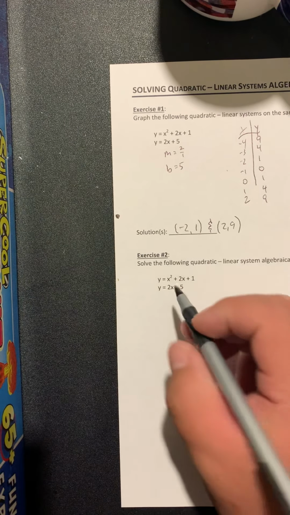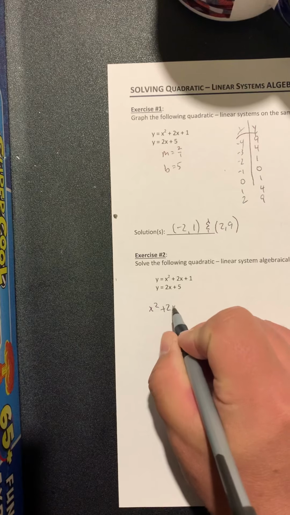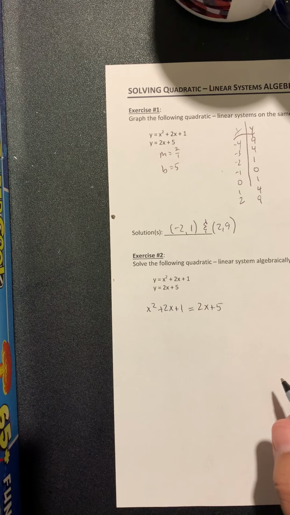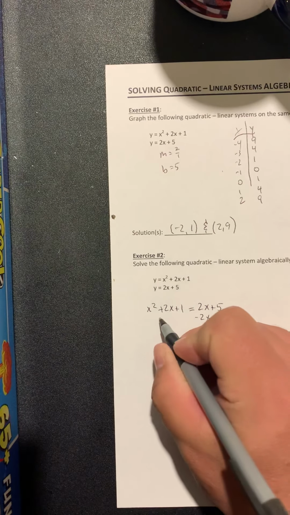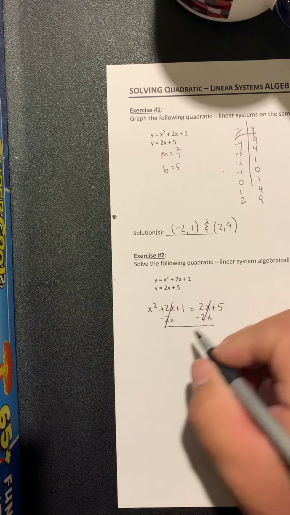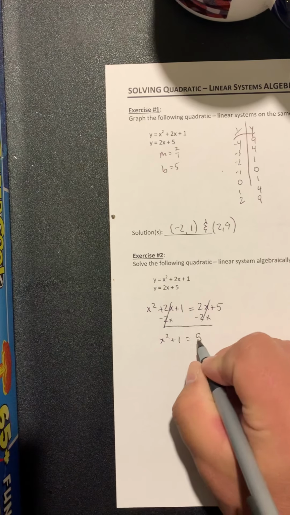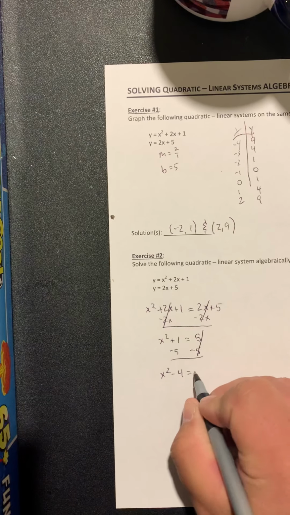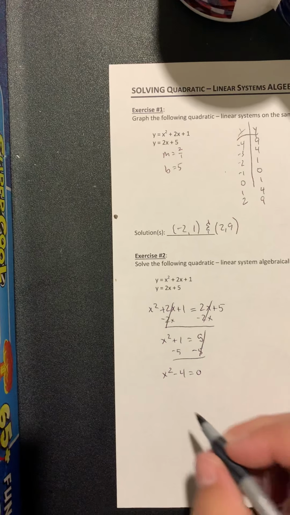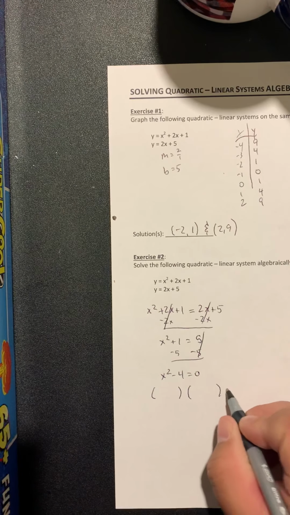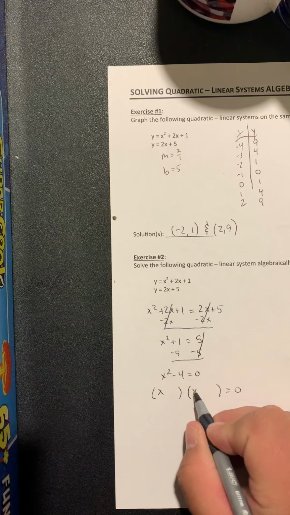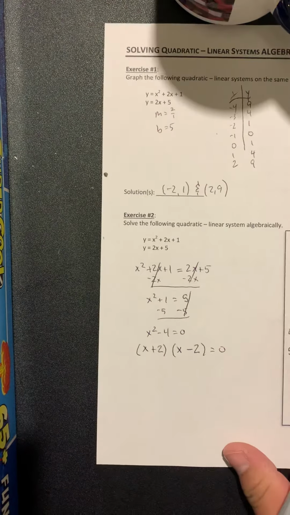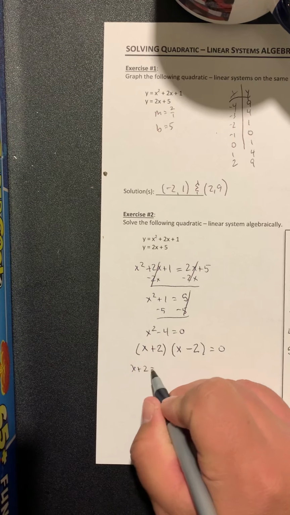So we're going to do this one algebraically. They're both in y equals form, so I just set them equal to each other. So 2x plus 1 equals 2x plus 5. Get it equal to 0, so I minus my 2x's. Well, that's cool, they both canceled out. And then I minus my constant. So I have x squared minus 4 equals 0. This is a difference of squares. 2 parentheses. Square root the front, put it in the front. Square root the back, put it in the back. Change your signs.